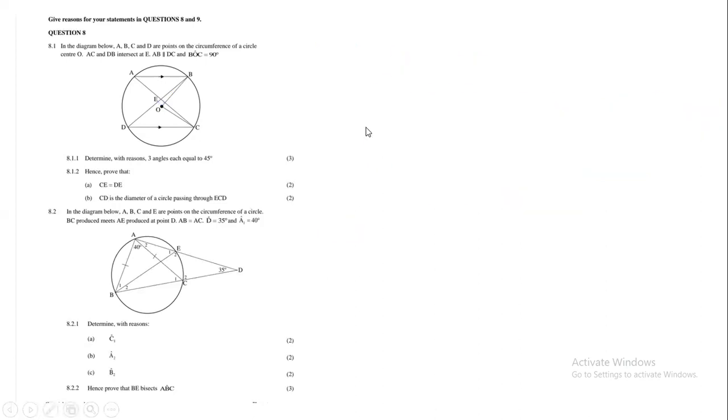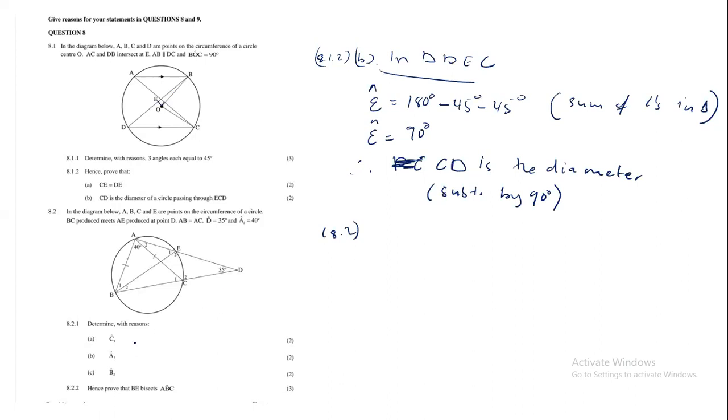Simple as that. Right. So now let us try to solve question number 8.2. It says, in the diagram below, A, B, C, and E are points on the circumference of a circle. BC produced meets AE produced at D, AB is equal to AC. It is also indicated on the diagram that these sides are equal. Angle D is equal to 35 degrees. Angle A1 is equal to 40 degrees, also indicated there.